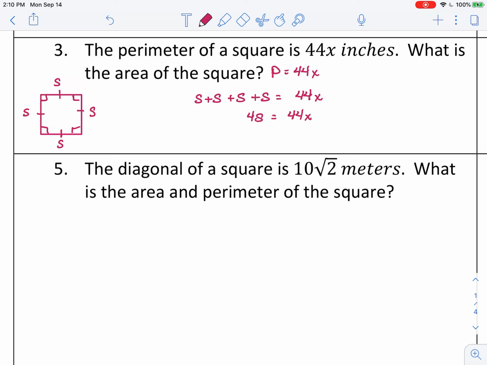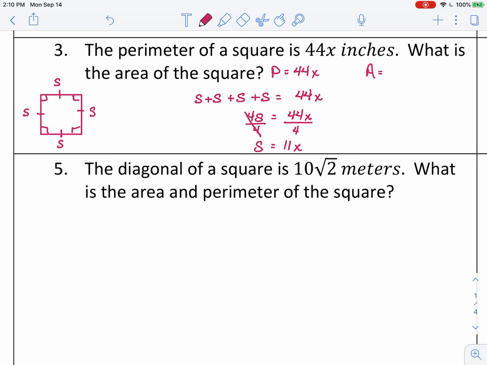So if I want to know the side first of the square, which is what I need for area, I'm going to divide by 4. So my side length is 11x. It's weird that we have an x hanging on in here. It doesn't really matter. I want to know the side. This is all we can find out for the side.